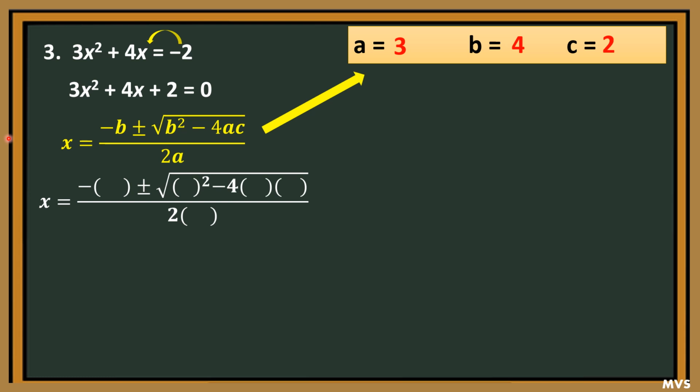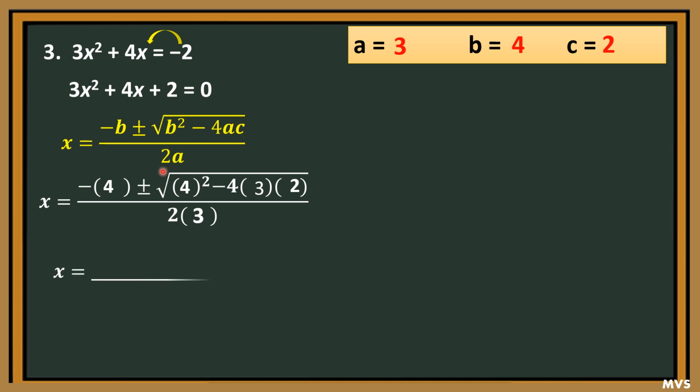We will have now negative, and the value of B is positive 4, plus or minus the square root of B, which is positive 4, and then square it, minus 4, the value of A is positive 3, the value of C is positive 2, all over 2, and A is positive 3.